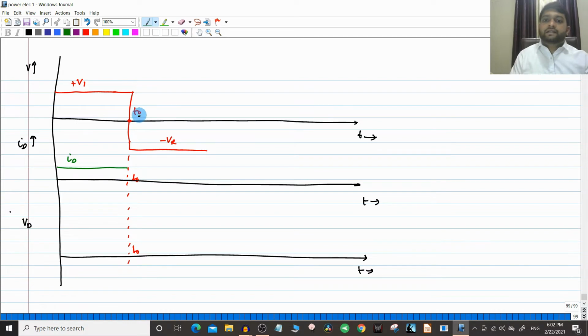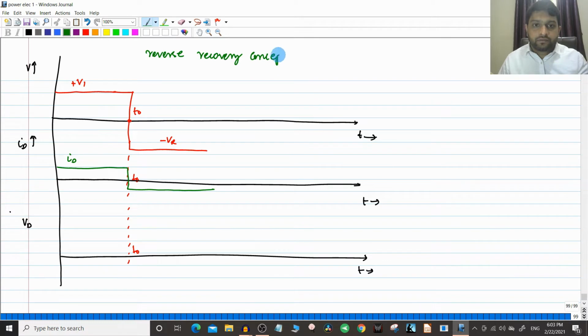At time t0, we are applying a reverse voltage. What did we see in the previous video? We expect that the current will drop to the reverse saturation current, something like this. Now for this particular diode, we are not using the reverse recovery concept. This current value is called the reverse saturation current.